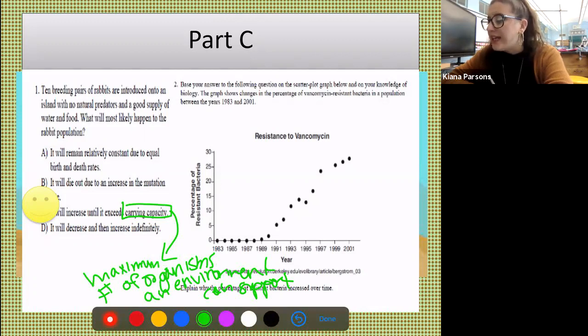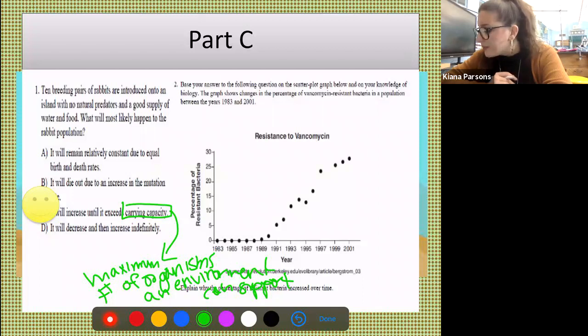Okay, last question. Base your answer to the following question on the scatter plot graph below and on your knowledge of biology. The graph shows changes in the percentage of vancomycin resistant bacteria in a population between the years 1983 and 2001. And the question asks, explain why the percentage of resistant bacteria increased over time.